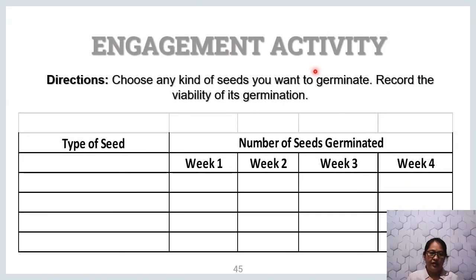Okay, class. For your engagement activity, choose any kind of seeds you want to germinate. Record the viability of its germination for at least 1 month. Copy this table in your notebook. First column, type of seed. And the next column, the number of seeds germinated for week 1, week 2, week 3, and week 4.